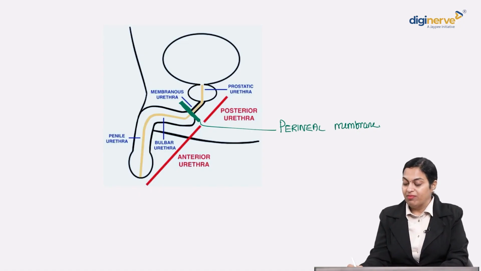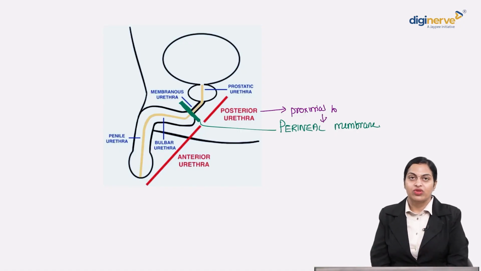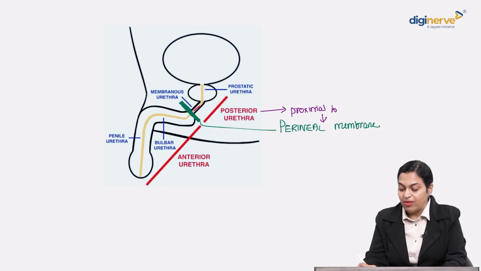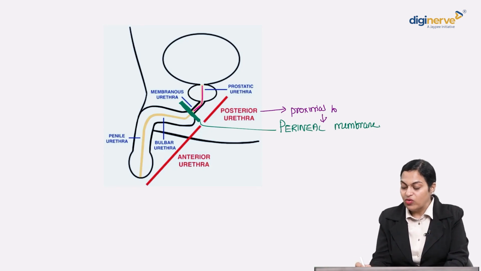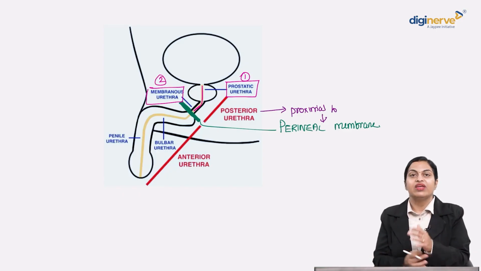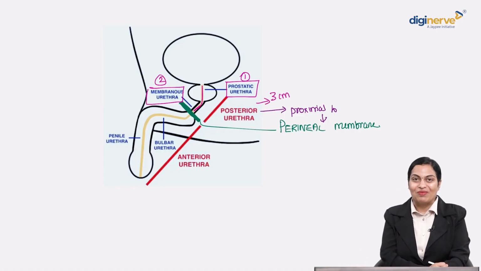Proximal to the perineal membrane, we call it the posterior urethra. The part of the male urethra that we see proximal to the perineal membrane includes the prostatic urethra and the membranous urethra. This we call the posterior urethra. It measures around 3 centimeters.